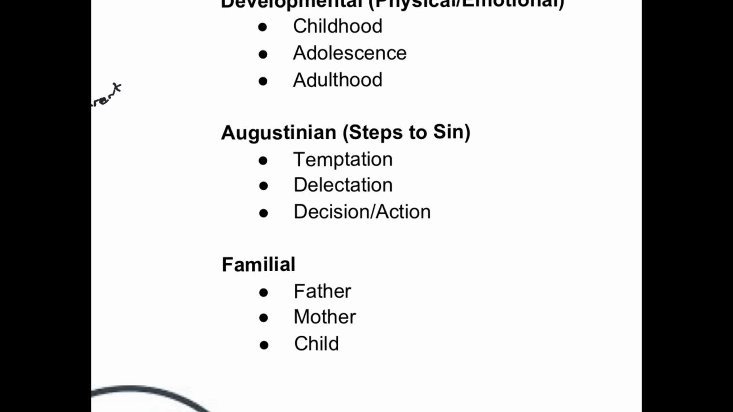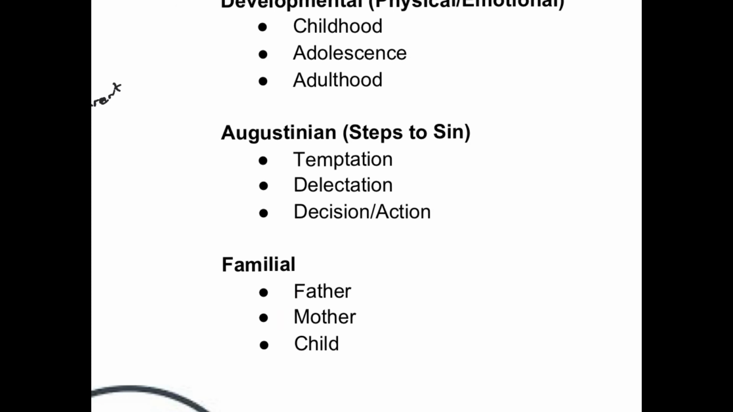And then certainly we talked about this with the idea of sin. We have Augustine's model of temptation, debate, and then action or decision. And so you could frame a nice discussion about how those interact with each other. And then finally, you could look at the familial, the family roles that people play, the idea of a father figure, a mother figure, and a child, and how they interact. What are the different roles that each plays, and in what way do they malfunction sometimes?